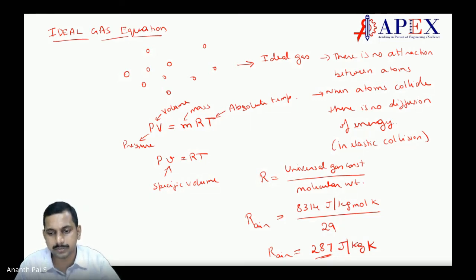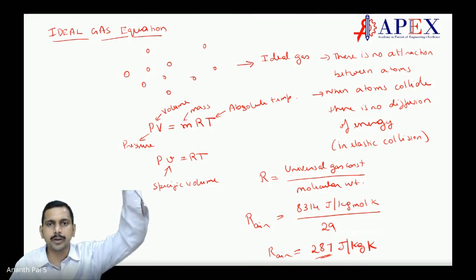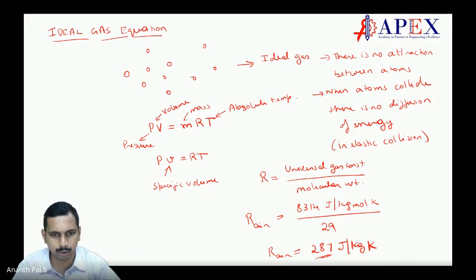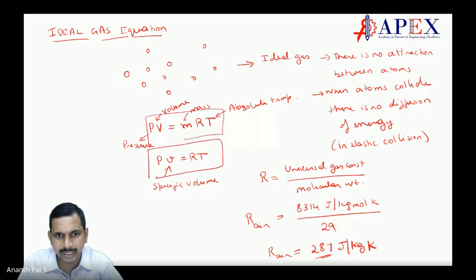Very important, because 1 mole of air has 29 kgs. 1 mole means it has 6.022 into 10 power 23 molecules. That is the Avogadro number of molecules that makes 1 mole, is it not? So 1 mole is 29 kg almost. So these two things have to be understood. Now this is about ideal gas.